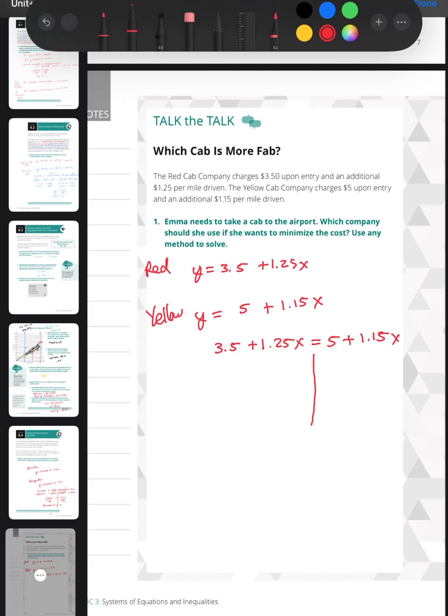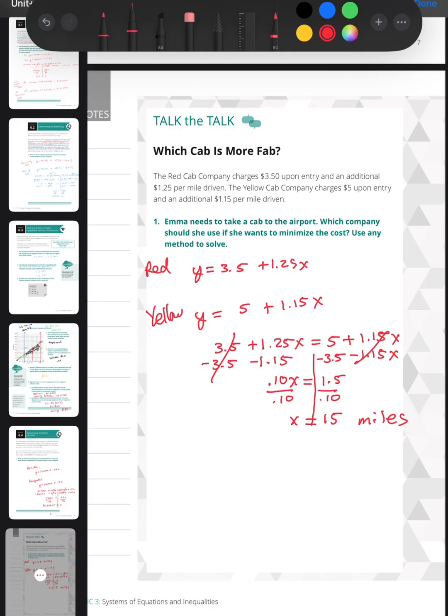And solve that equation. So again, I'm going to subtract 1.15x. I'm going to move all my x's to the left. And then I'm going to subtract 3.5 and move all my constants to the right. So 1.25 minus 1.15 will give me 0.10x. And then 5 minus 3.5 is going to give us 1.5. So then we can divide. And 1.5 divided by 0.1 gives us 15. So the point that the two costs are going to be equal is at 15 miles.